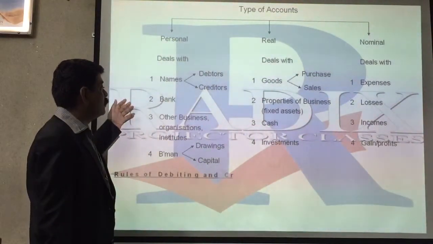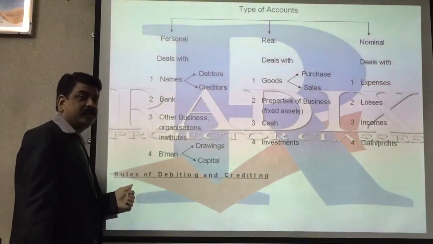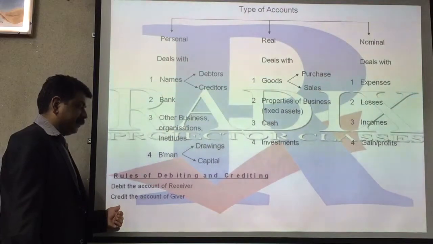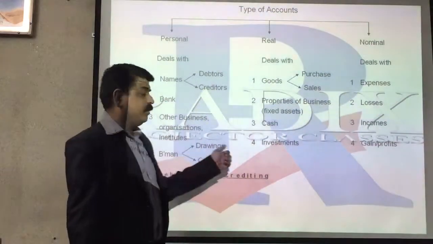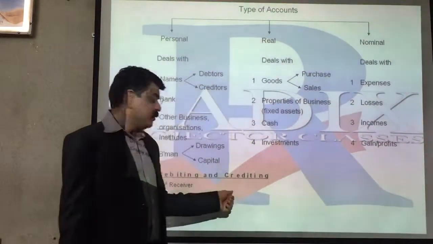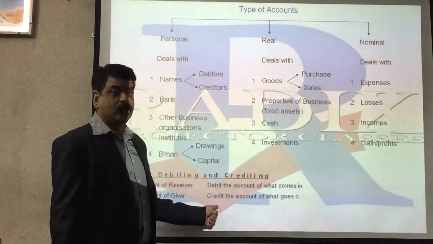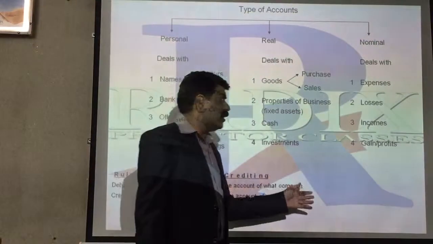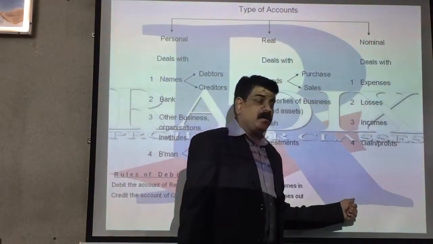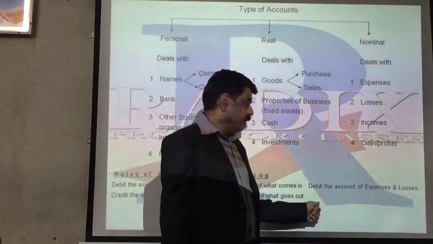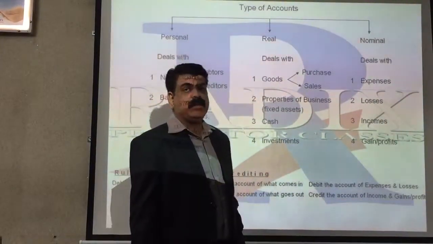When I talk about personal, the rule of personal is debit the account of receiver and credit the account of giver. If I talk about the real type of account, the rule is debit the account of what comes in and credit the account of what goes out. And the third category, nominal account rule is debit the account of expenses and losses and credit the account of incomes and gains.